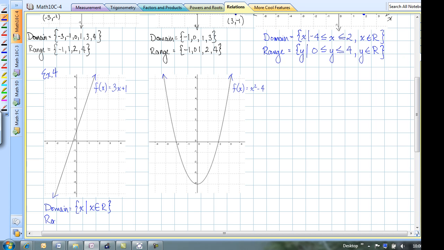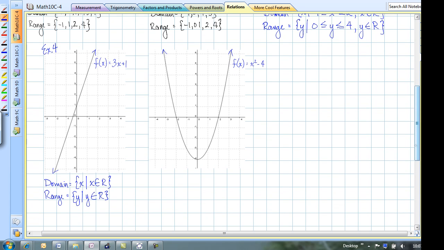In terms of my range, again, we're looking at our y values such that y, and again, because there are absolutely no limitations, it goes on and on continuously in both directions. Y belongs to the set of real numbers.